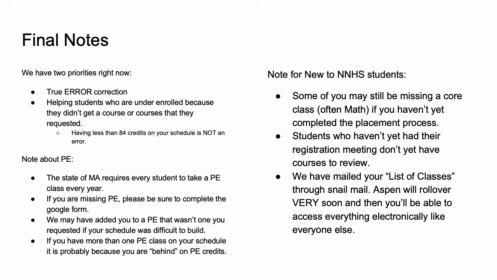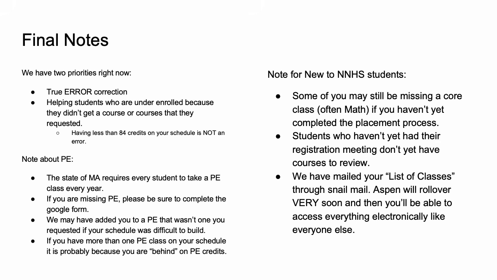If you have more than 1 PE class on your schedule, it is probably because you are behind on PE credits. Either you failed PE in a prior year or you did not meet the attendance standard in a PE class. For those of you that are new to NNHS, some of you may still be missing a core class, often math, if you haven't yet completed the placement process.